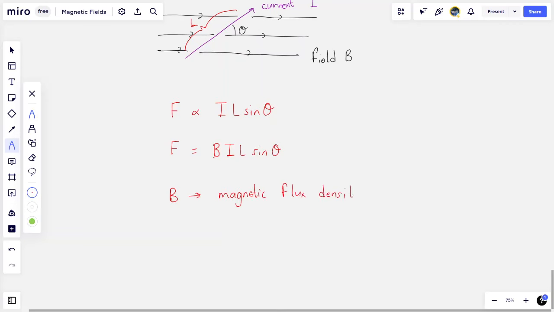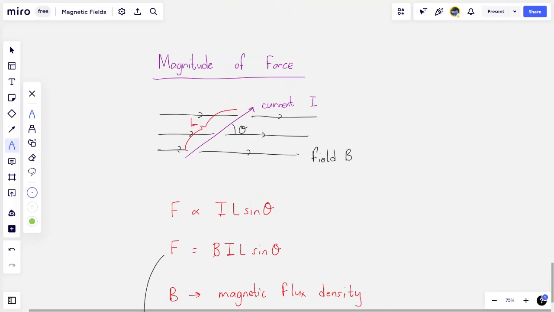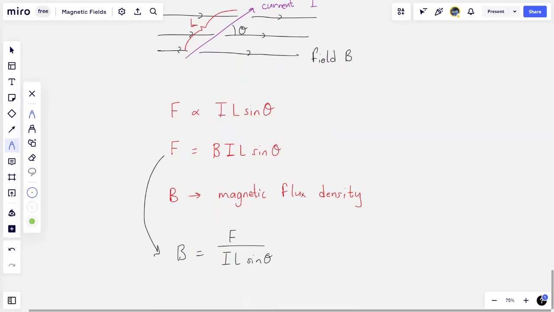We'll come across the word flux a little later on, but the actual name for B is magnetic flux density. And if I rearrange the equation above, I can get B is equal to F divided by IL sine theta. Now, why do we use sine theta? It's simply the component of the force that is perpendicular to the current, or the component of the field that is perpendicular to the current. It gives us the maximum amount of force.